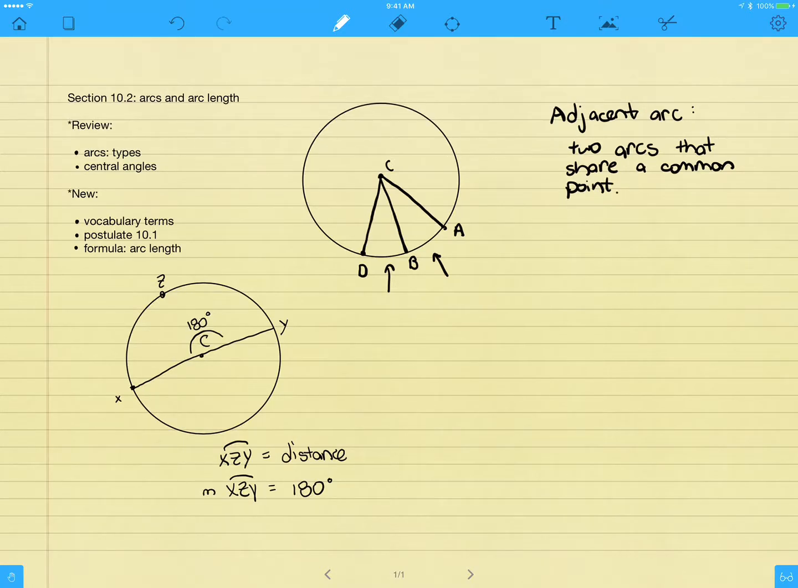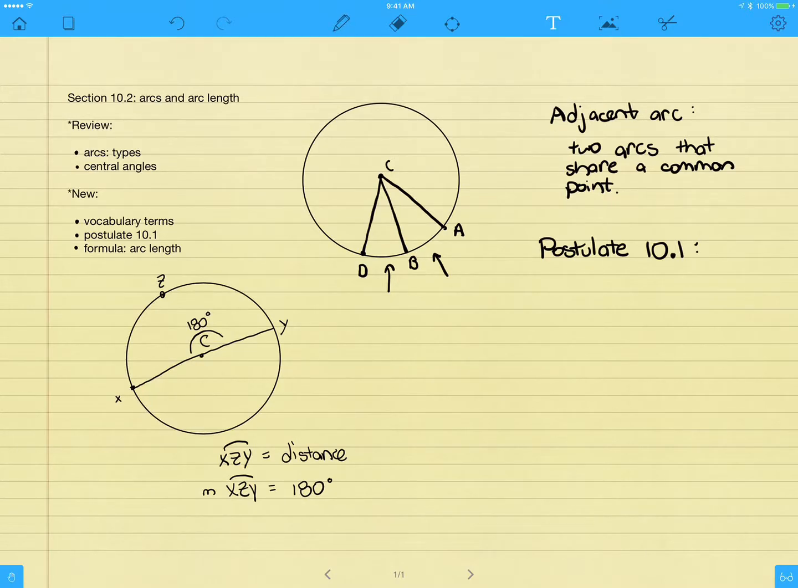Now, we have a theorem that applies to this. This first theorem, as you can see from our notes, is postulate 10.1. Did I say theorem? I meant postulate. This is postulate 10.1. The definition of a postulate is an assumed truth in math. It's some mathematical statement we accept. It does not require proof. It's a basis of knowledge that we have to work with. What this particular postulate says is the measure of an arc formed by two adjacent arcs is the sum of the measure of the two arcs.